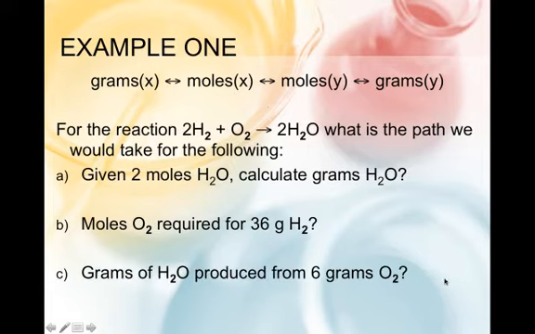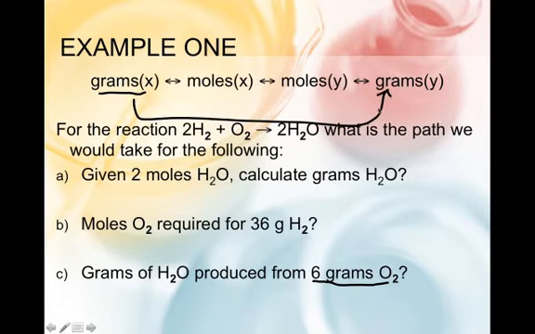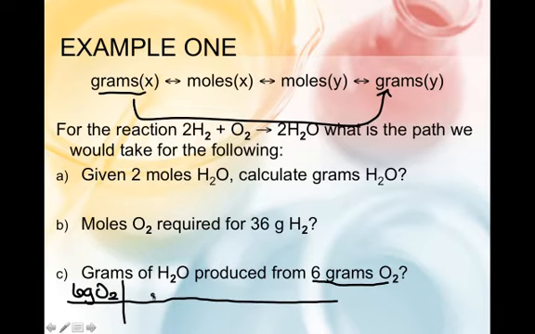Let's try another one. Grams of water produced from 6 grams of oxygen. All right, we're going to start with 6 grams of oxygen. So we're starting way over here. We're going to go all the way to the end. Follow the pattern. So 6 grams of oxygen represents how many moles of oxygen? When in doubt, go to moles. So grams has to be down here. 32 grams for oxygen because there's 2 atoms, right? So it's 16 plus 16.